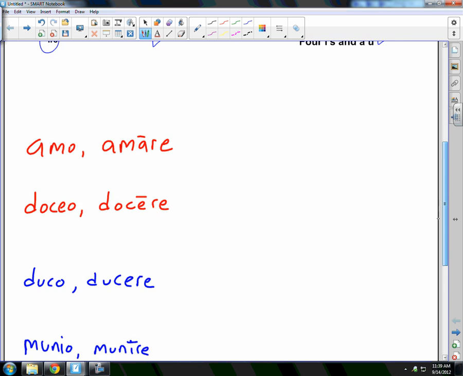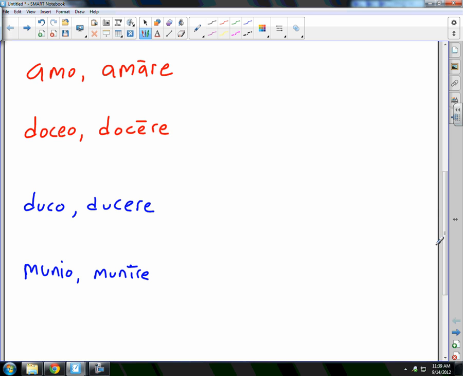As I look at these right here, if I look in the back of the book and look up amo, it's going to say amo, amare, amavi, and amatus. It's going to give me all of those principal parts. The one I'm most concerned with right now is the infinitive, amare. I'm going to take off that -re, and that leaves me with ama. That tells me, let me draw this, it's part of the first conjugation. So I'm going to start with amo as my first person singular. And that means I love.